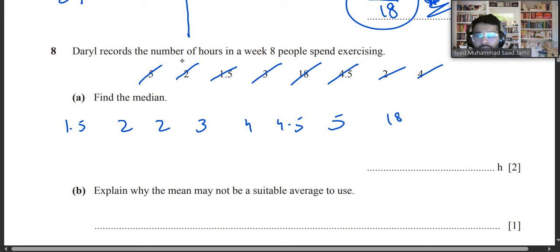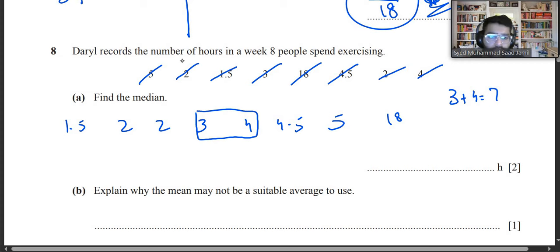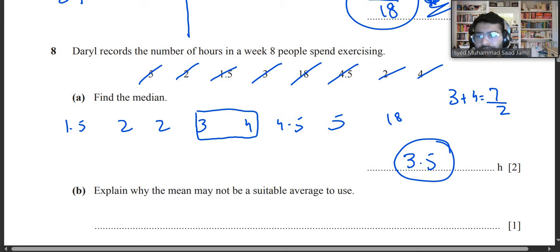Okay. How many numbers are there? 8. So the middle numbers are going to be these two numbers. So 3 plus 4 is 7. And you will divide it with 2 because you are taking the average of two numbers. So 7 divided by 2 is 3.5. So the answer is 3.5 hours.